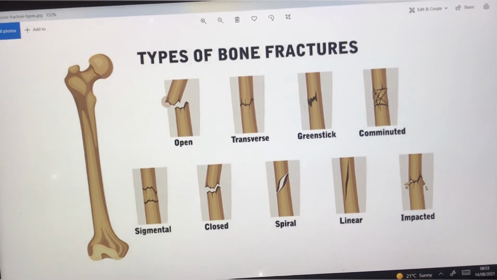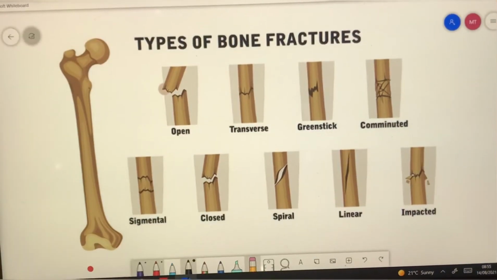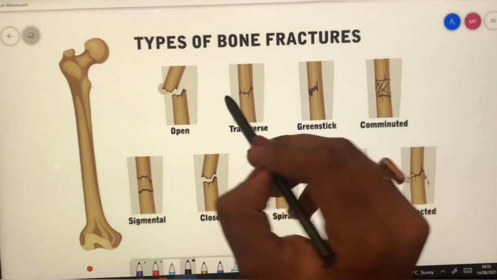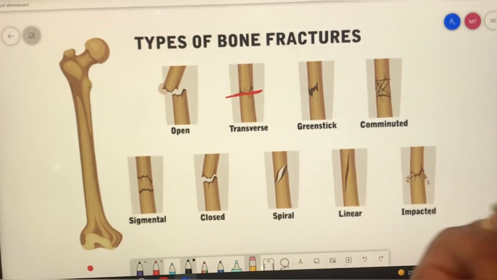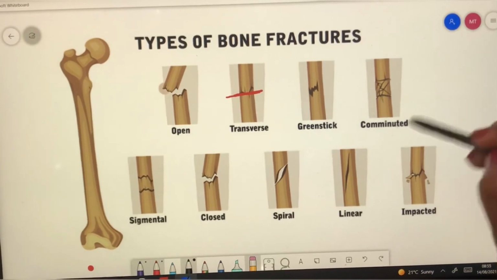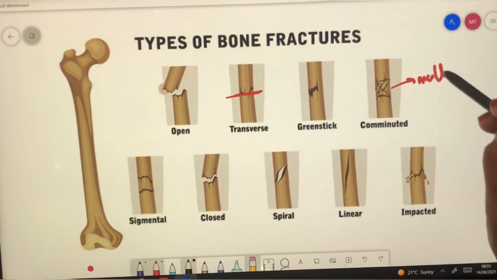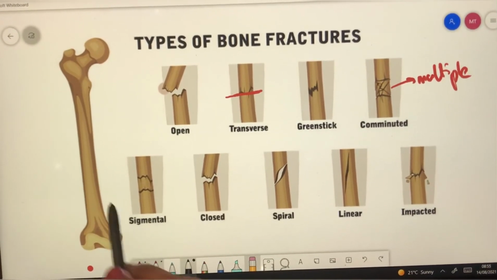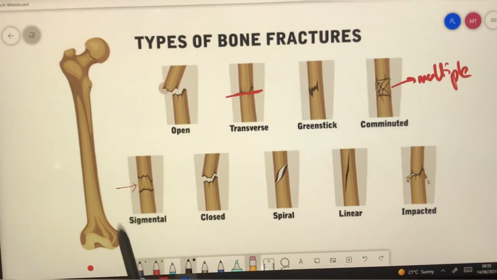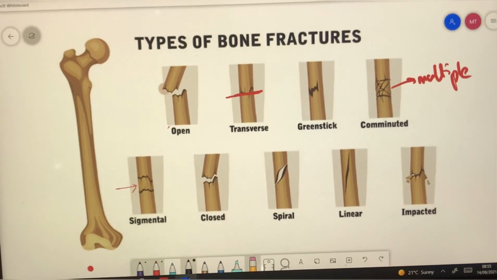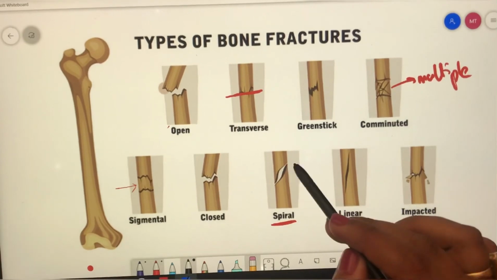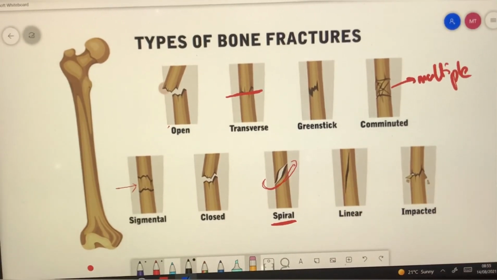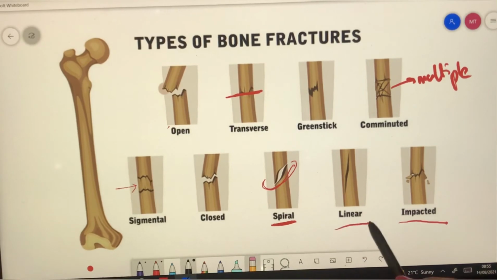So here is a perfect image of the types of fractures. This is a transverse fracture which is caused by direct trauma, and this is a comminuted fracture where we can find multiple fragments, and this is a segmental fracture in which there is a segment which is separated, and this is a closed fracture. About closed and open fractures we will talk in the next video in more detail, because this is important. And then we have a spiral fracture, where the bone is fractured spirally, and here we have an impacted and linear fracture.